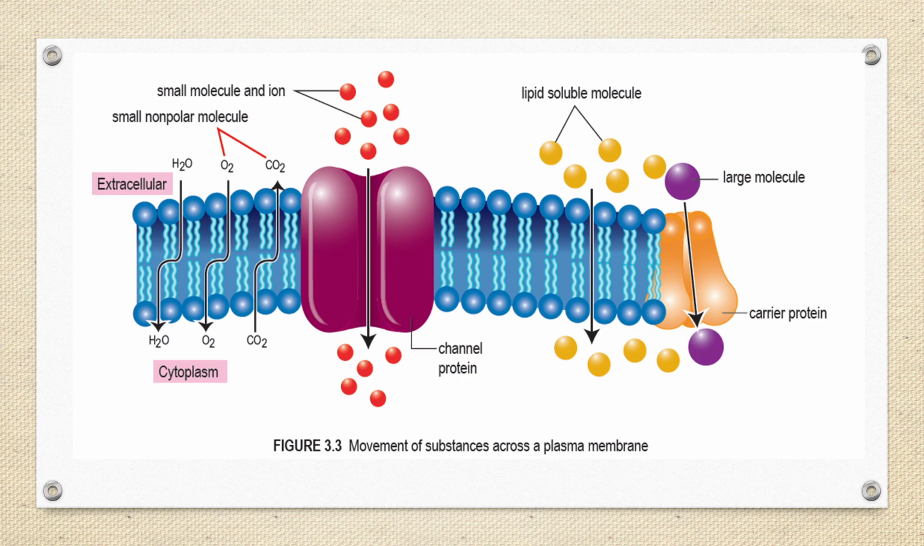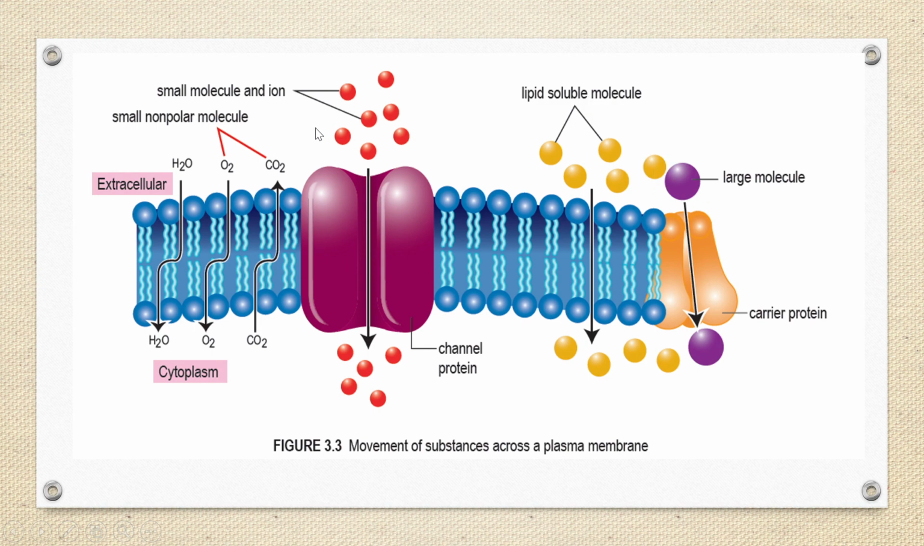Movement of substances across the plasma membrane. So you get to see another structure that shows the plasma membrane, where you see the phospholipids arranged in a bilayer, and then you get to see those proteins embedded within. These are the molecules: small molecules and ions, non-polar molecules like oxygen and carbon dioxide. Then you have water over here, lipid soluble molecules, and the larger molecules.